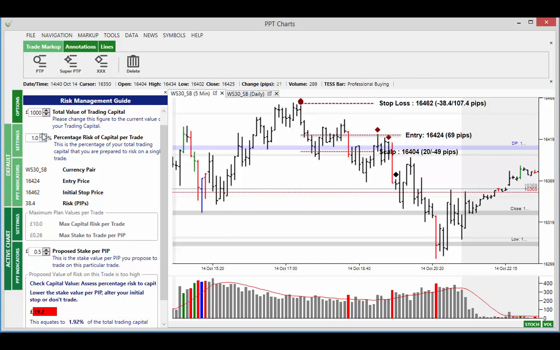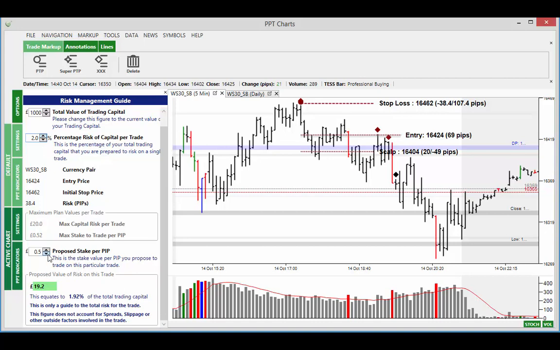But if you're happy to go with 2%, or if you're trading with GKFX, you could drop down to 10 pence per point, and you could increase. You can see what you can do there. There's all sorts of variables that you can do there. So I would suggest that you play around with this.